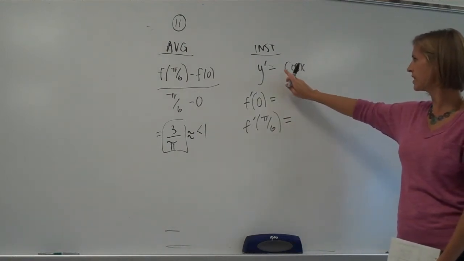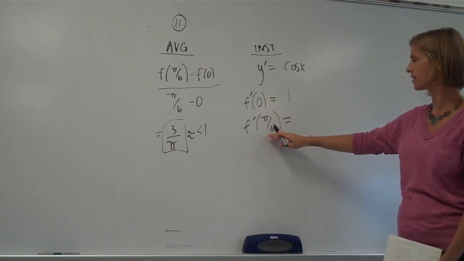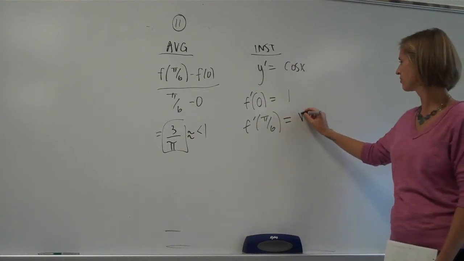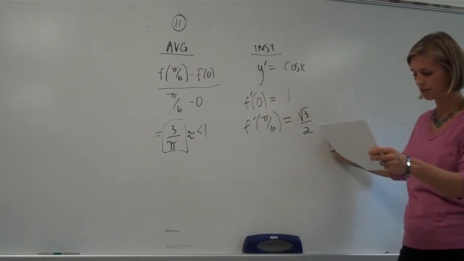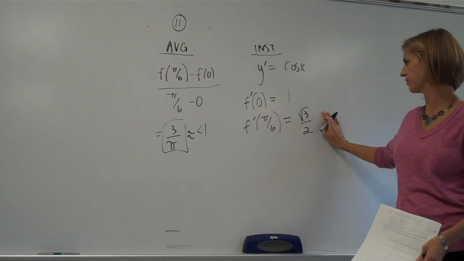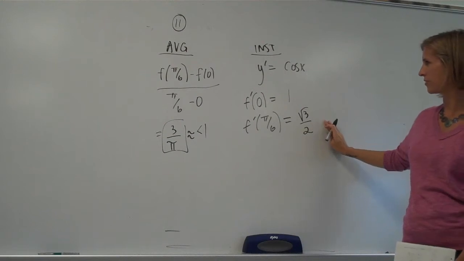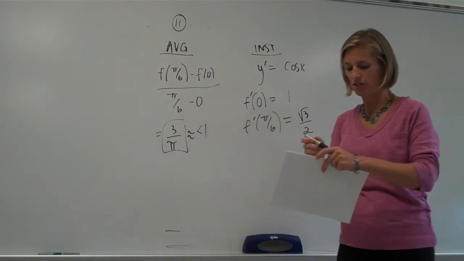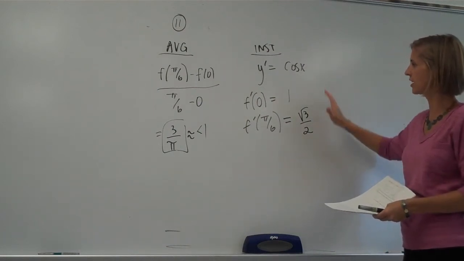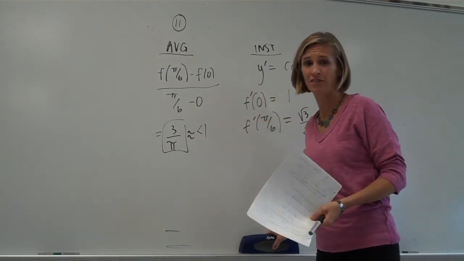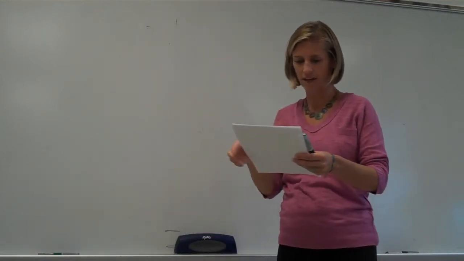When I take the derivative, it's cosine. When I plug in 0, I get 1. When I plug in pi over 6, the cosine of pi over 6 is root 3 over 2. So the instantaneous rate of change at 0 is 1, and at pi over 6 it's root 3 over 2. The average rate of change is about 1. You're just looking at the difference there: I can tell you exactly how fast something was changing if I use the derivative. I can only give an average when I use the slope formula. Big hairy deal, that's not that important.